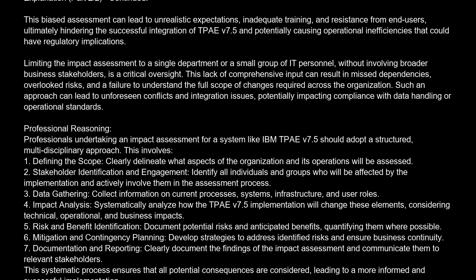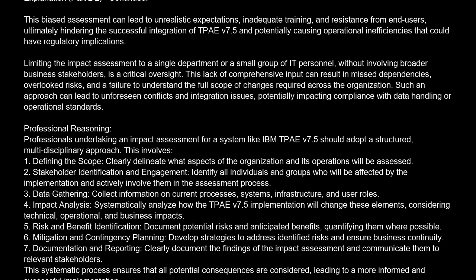Professional reasoning. Professionals undertaking an impact assessment for a system like IBM TPv7.5 should adopt a structured, multidisciplinary approach. This involves: 1. Defining the scope. Clearly delineate what aspects of the organization and its operations will be assessed. 2. Stakeholder identification and engagement. Identify all individuals and groups who will be affected by the implementation and actively involve them in the assessment process.